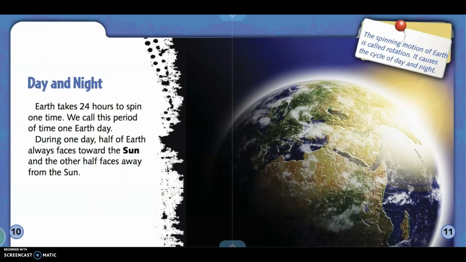Day and night. Earth takes 24 hours to spin one time. We call this period of time one Earth day. During one day, half of Earth always faces toward the sun, and the other half faces away from the sun. The spinning motion of Earth is called rotation. It causes the cycle of day and night.